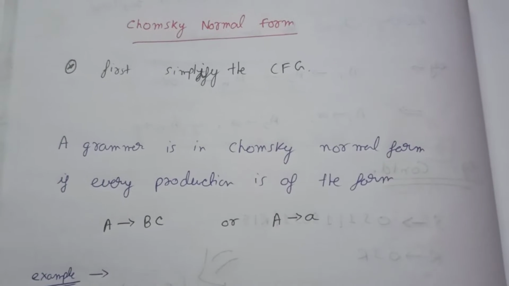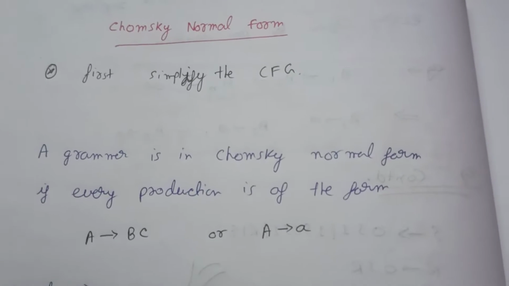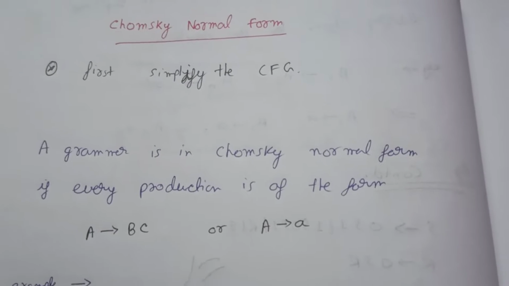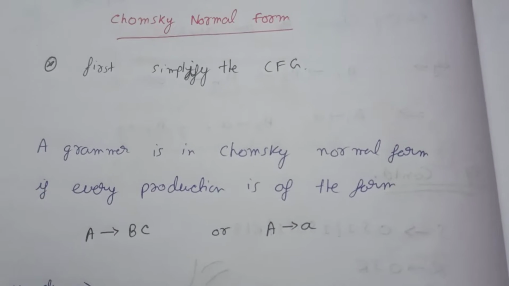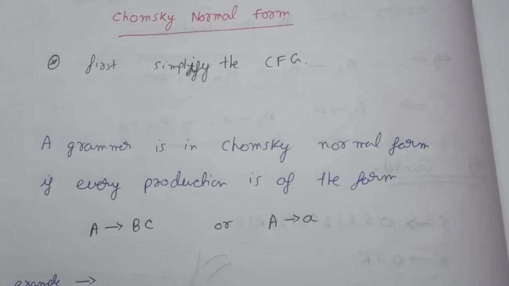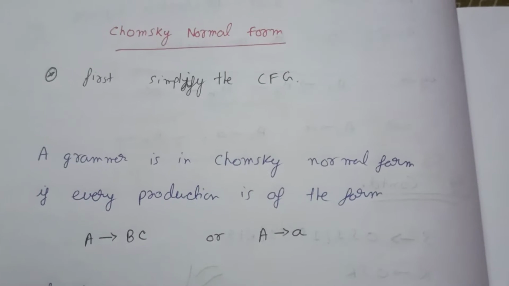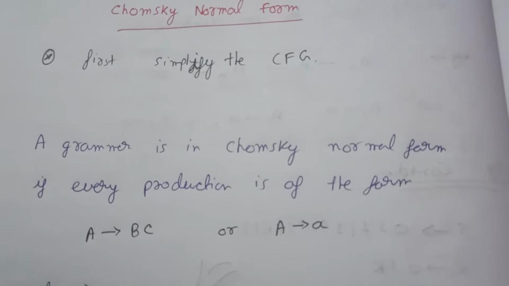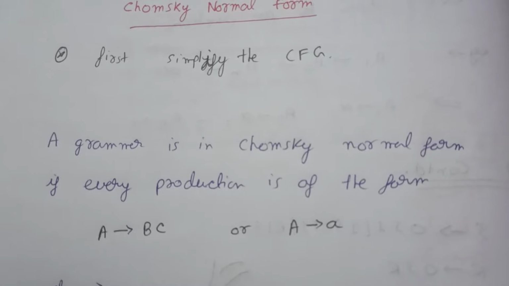Today we will learn about the two normal forms, that is Chomsky normal form and Greibach normal form. To achieve these two normal forms, the first thing we need to do to a CFG is simplify it. How to simplify the CFG? We have already covered that in our two previous lectures. There are 3 steps to simplify a CFG. I will not talk about that today. If you want to know how to simplify the CFG, just check the previous videos. Today we will learn how to convert a simplified CFG to a normal form.